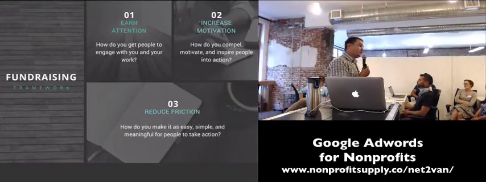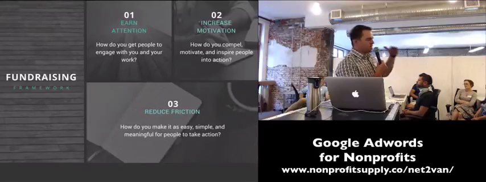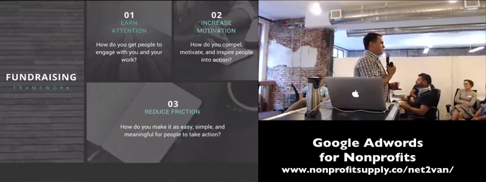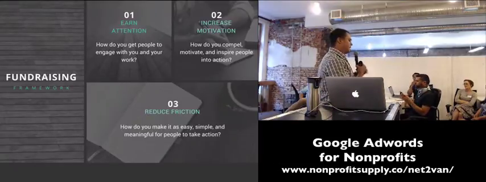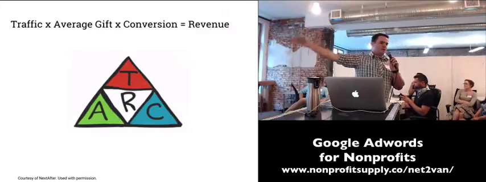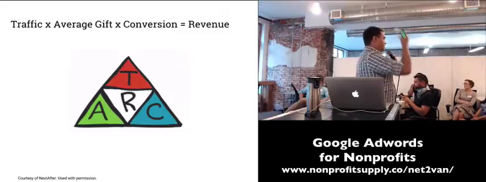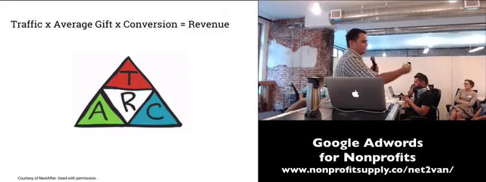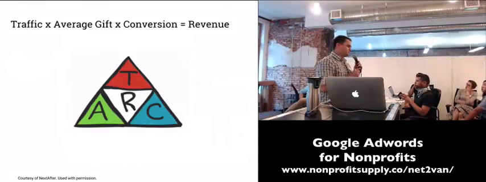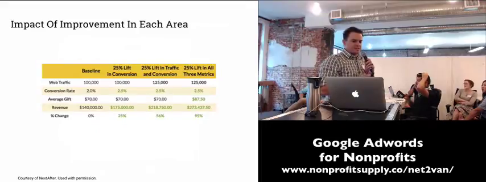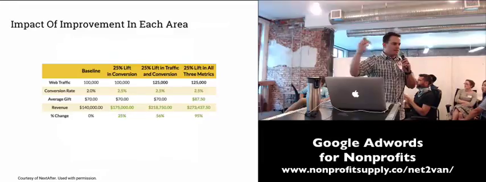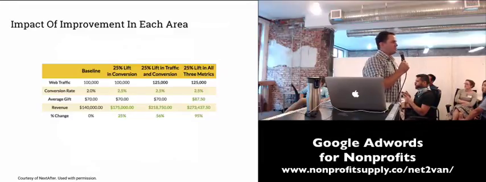And then reducing friction. If you get a ton of people and they're all super interested, and then you make it very, very hard for them to sign up for an email, to make a donation, to attend an event, whatever it might be, then it's also reducing your overall impact. In the world of online fundraising, those three components translate into these three components. Traffic times average gift times conversion. Those loosely relate to traffic is earning attention, average gift is motivation, and conversion is reducing friction. And when you multiply those three things together, you can look at charts like this. This comes from some friends in the South who are super nerds when it comes to digital fundraising. They're called Next After.